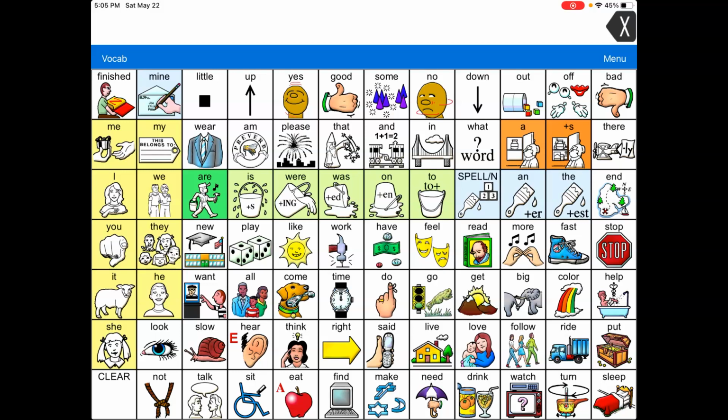All right, so let's go with the last color, which is yellow. If you're looking on your home screen, on that left side, you see we have me, my, I, we, you, they, it, he, and she. And as you guessed, those are pronouns. Yellow means pronouns.